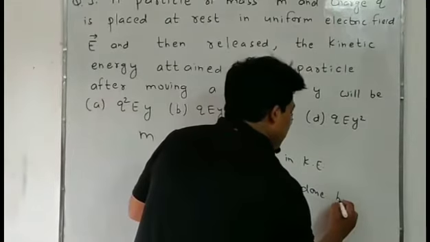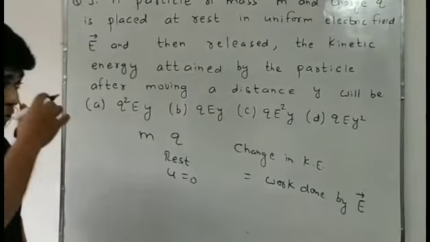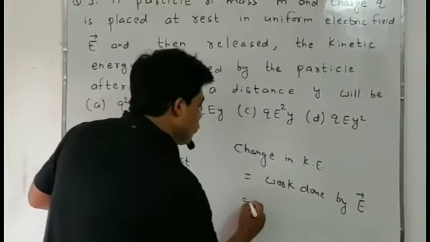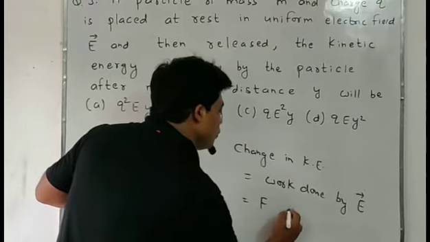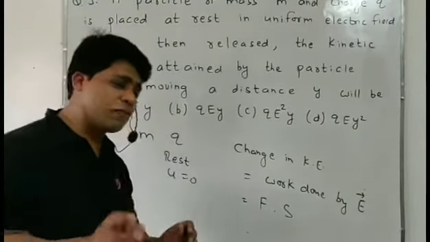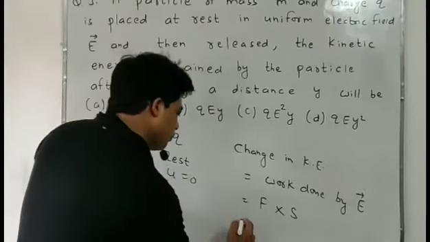So we'll write work done by electric field. Okay, that is the work energy theorem. So the change in kinetic energy, or the increase in kinetic energy, will be what? Force into distance, force into displacement. But we'll use the general formula. Suppose force into distance. Okay, simple.